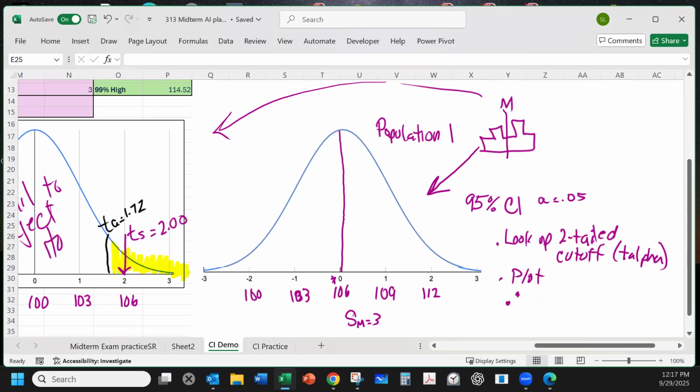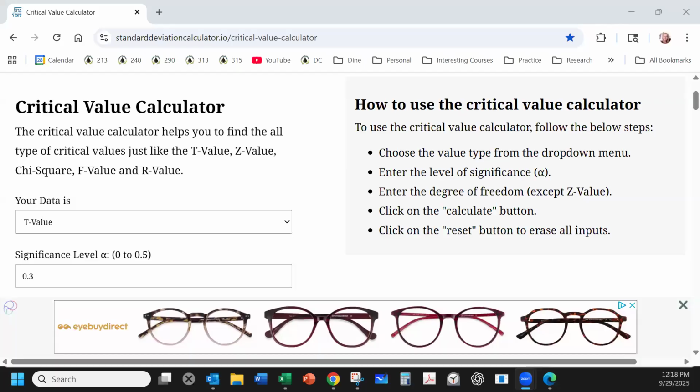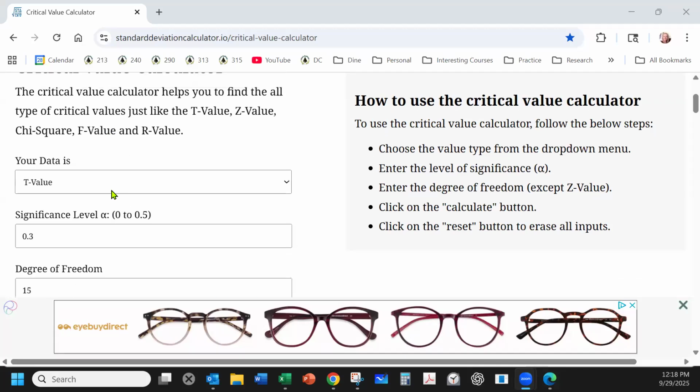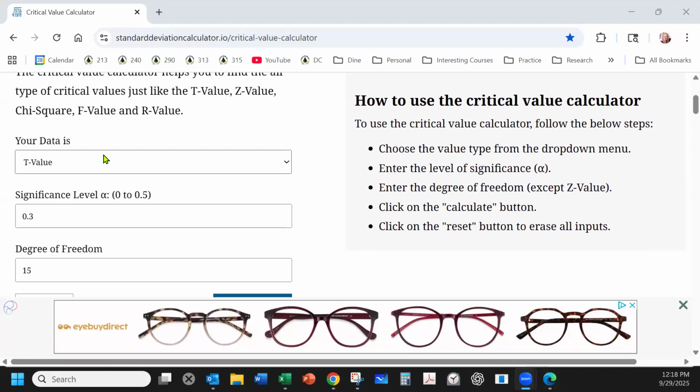And then we can calculate the raw scores, the raw means, for the T cutoff points. So let's go ahead and do that. If we look up the cutoff points for that sample, we can use this new tool that I think is a better one because it has many distributions. We can enter 0.05 for the 95% confidence interval.